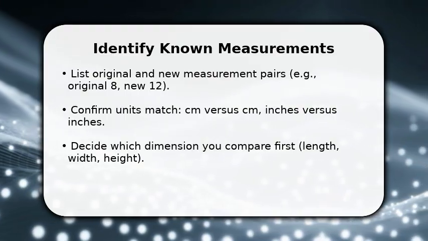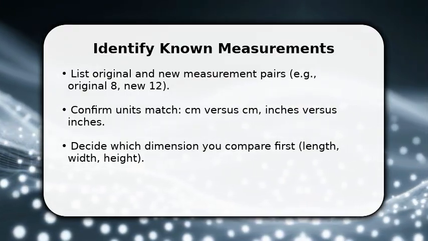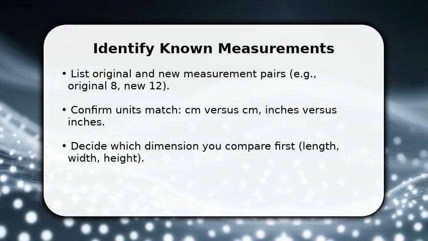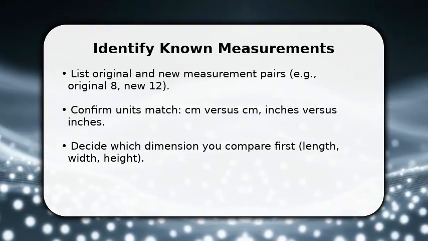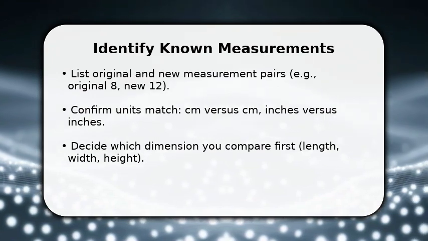Once done, simplify units if needed and check for multiple pairs. You'll compare one pair at a time to verify consistency. This initial step prevents errors and sets up a clean division to find the scale factor.